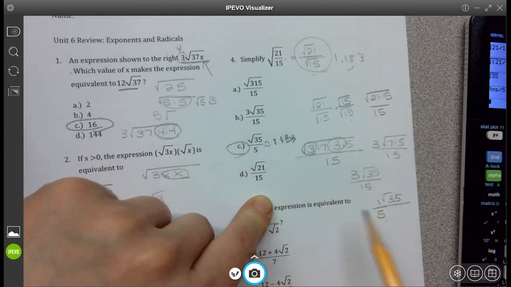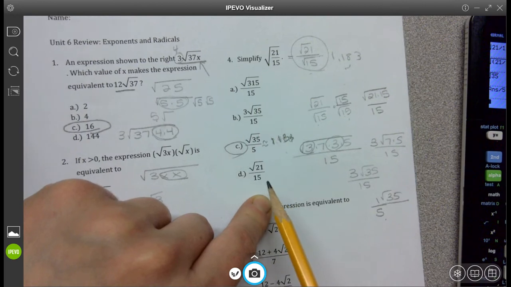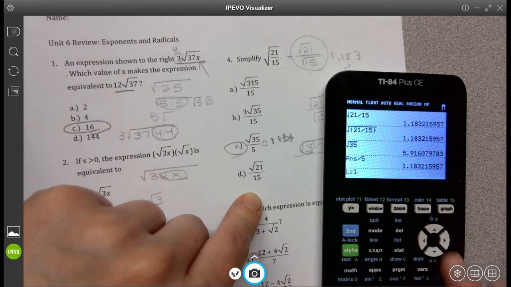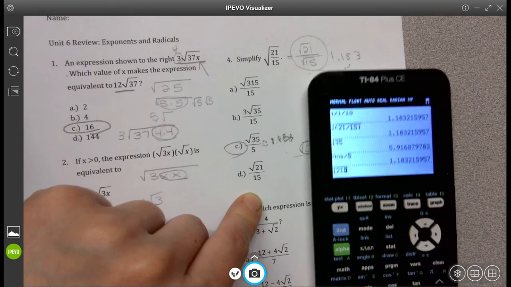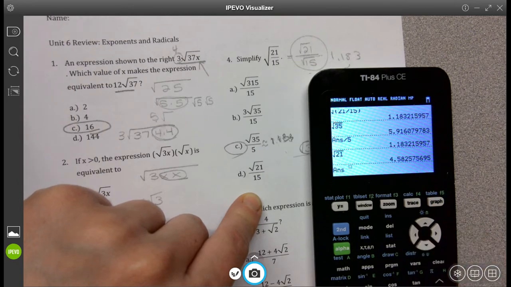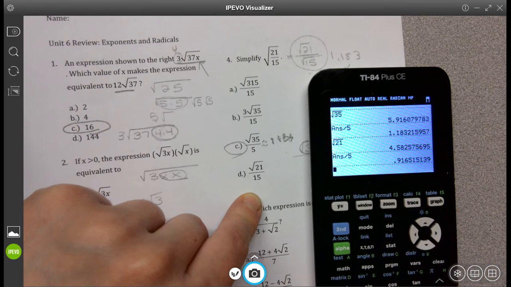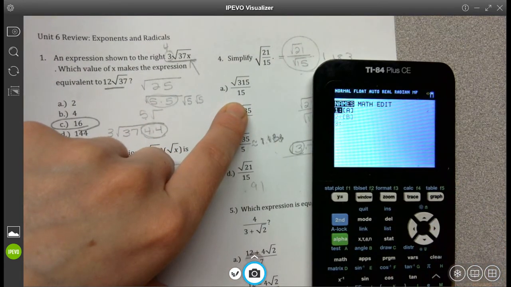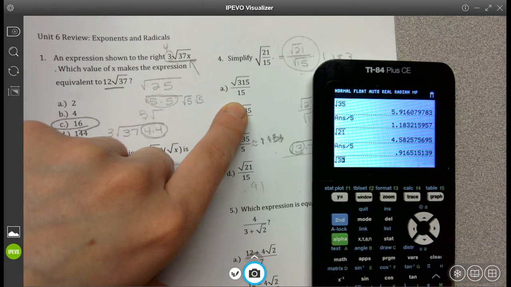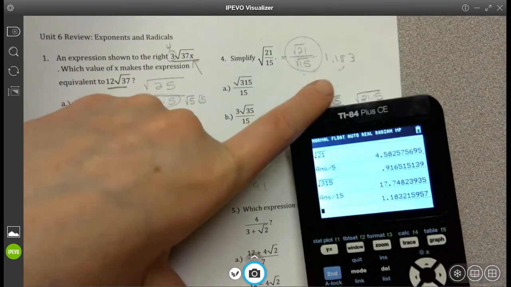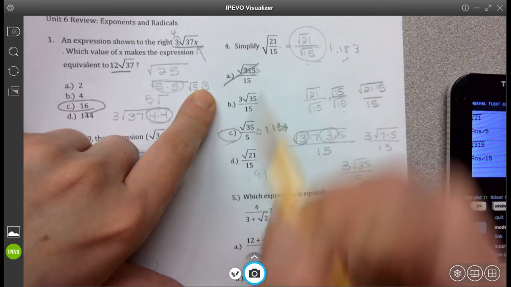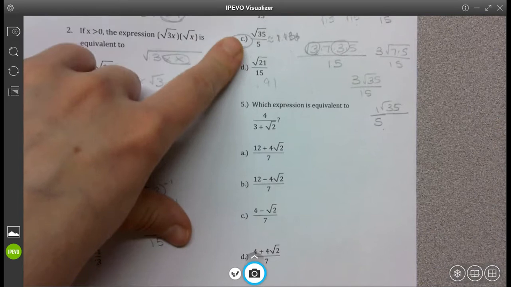So even if you forget how to do it on your Keystone, put one in the graphing calculator and find the value. So if we do the square root of 21, and we divide that by 5, you get 0.91. Well, that's obviously not it. If we try part A, square root of 315 divided by 15, we get that 1.18 as well. But realize this isn't simplified. So while you get the same value, that's not your answer. Okay, so you have to use some thinking there.